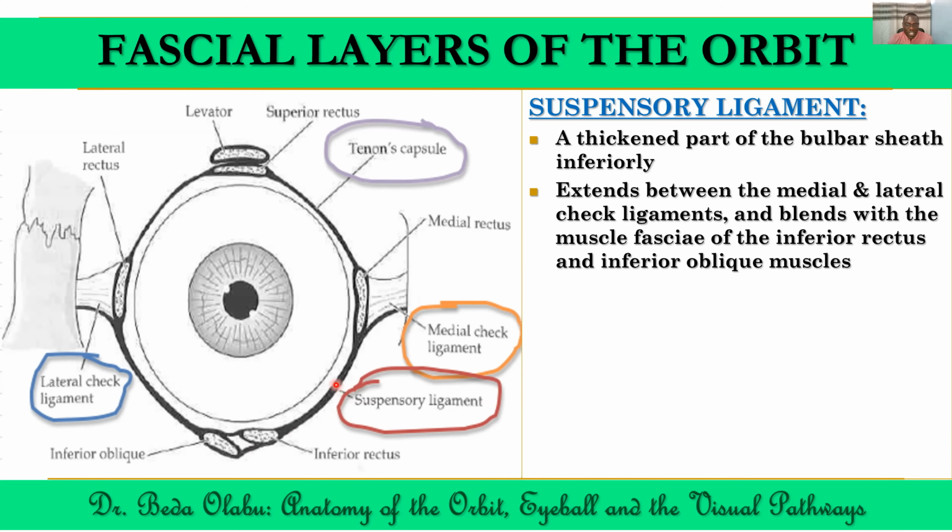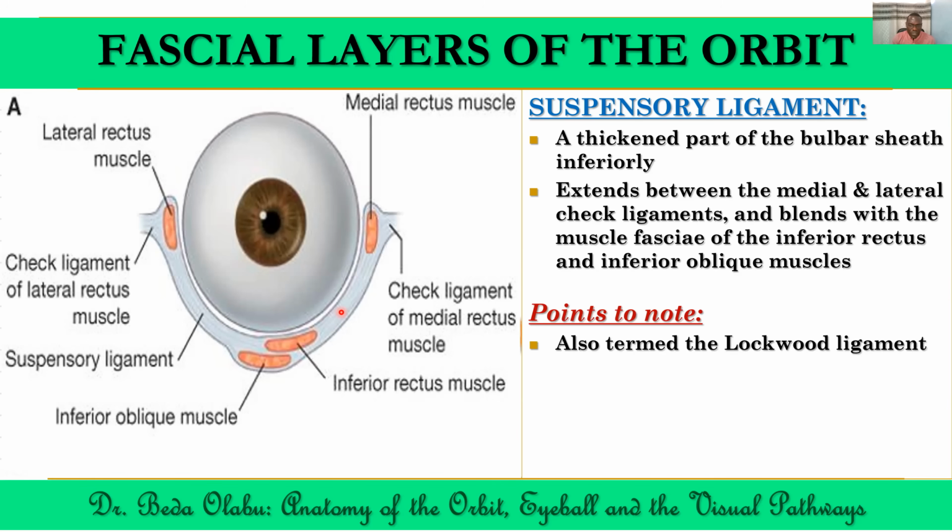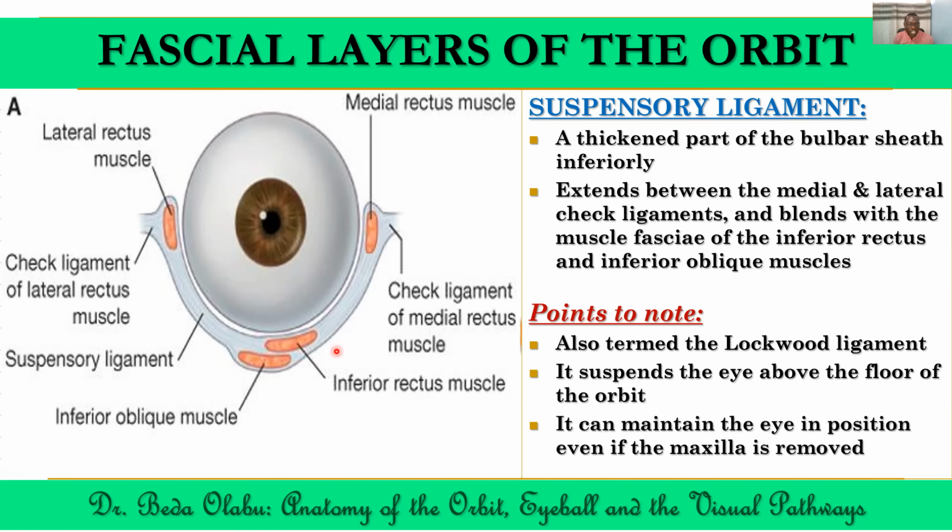This suspensory ligament is very important. Look at that image there. We see it there. The suspensory ligament is quite important because even if you are to remove the maxilla down here, it can still suspend the globe. So it's clinically important that it maintains the position of the eye, even if the maxilla is removed. The globe will just rest on the suspensory ligament.